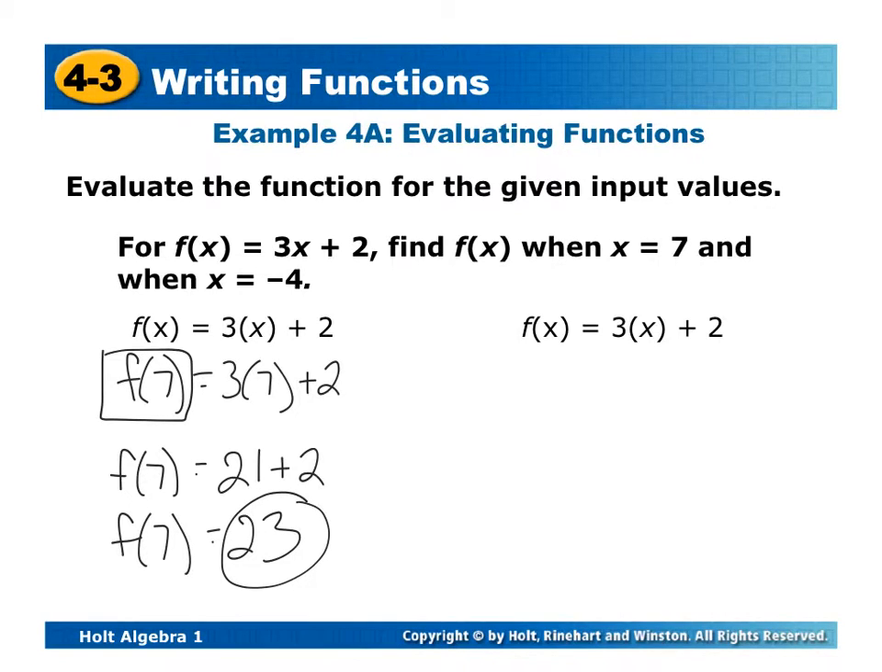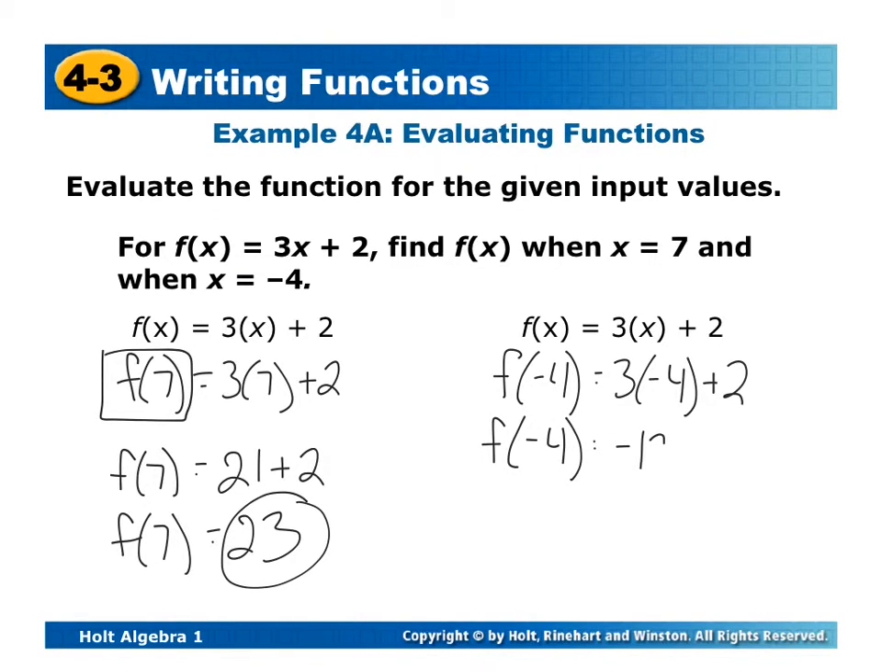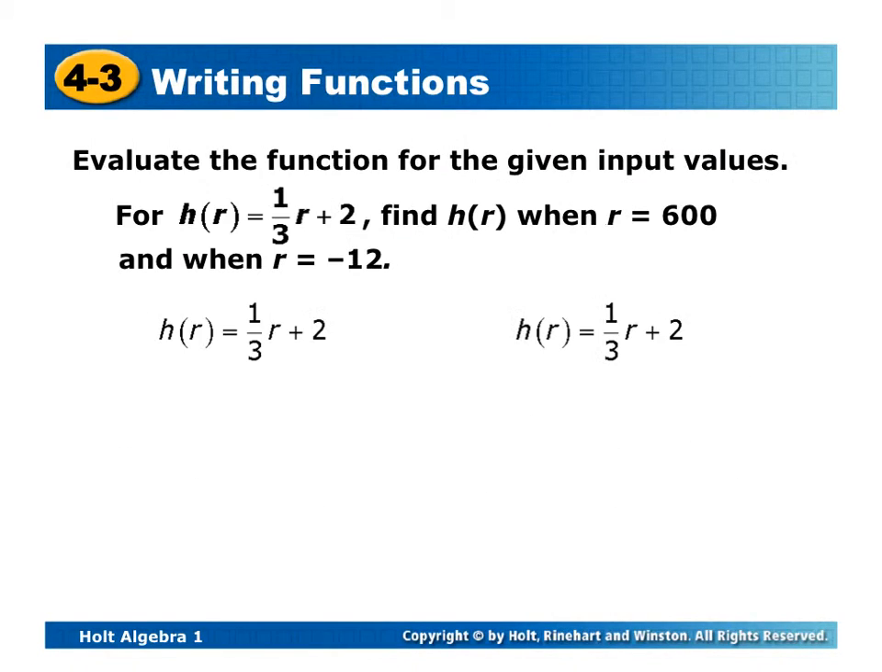So why don't you try the next one for when your x is negative 4. So now we're looking for f of negative 4 is equal to 3 times negative 4 plus 2. So f of negative 4 is equal to negative 12 plus 2, because we have to multiply first. So lastly, f of negative 4 is equal to negative 10. So why don't you pause the video and try these next two on your own.